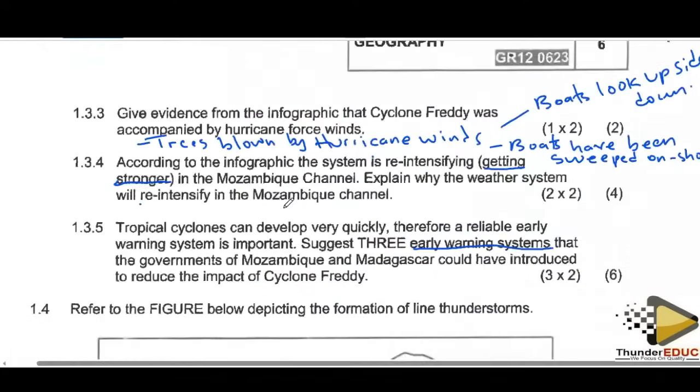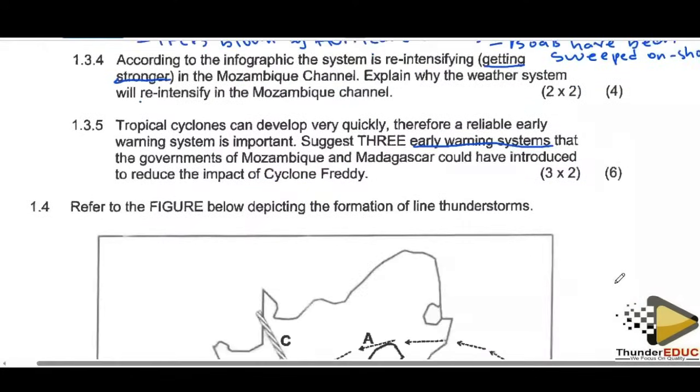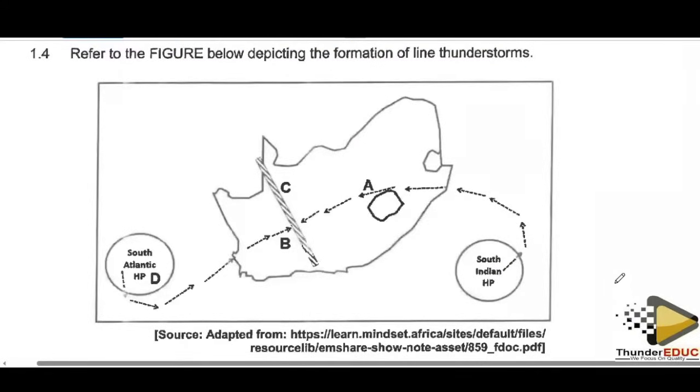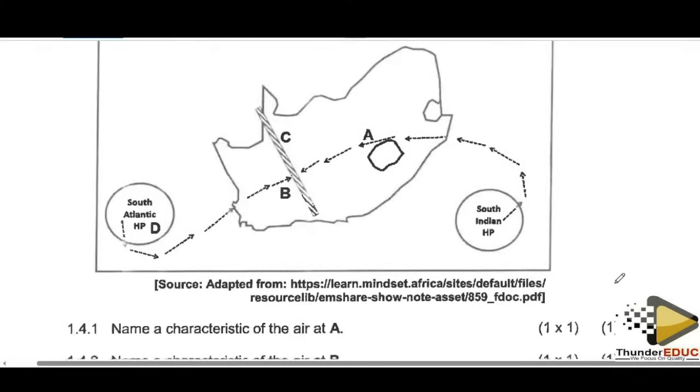All right. Let's go to question 1.4, which says, refer to the figure below depicting the formation of line thunderstorms. So as you can see here, this is our figure, a diagram.